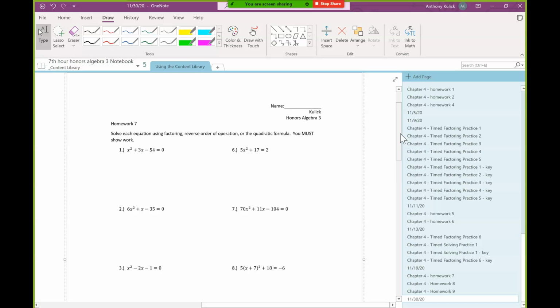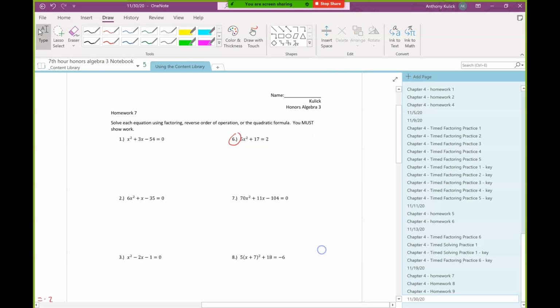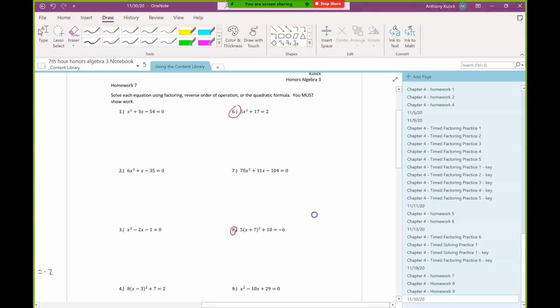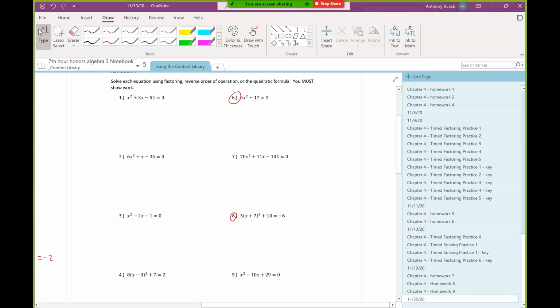Okay. And then we need to look at 6 and 8. Okay. So Mackenzie, this number 8. So we'll start noticing that this is in vertex form.